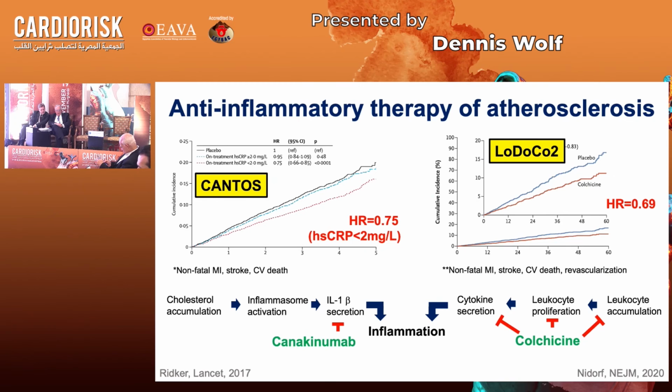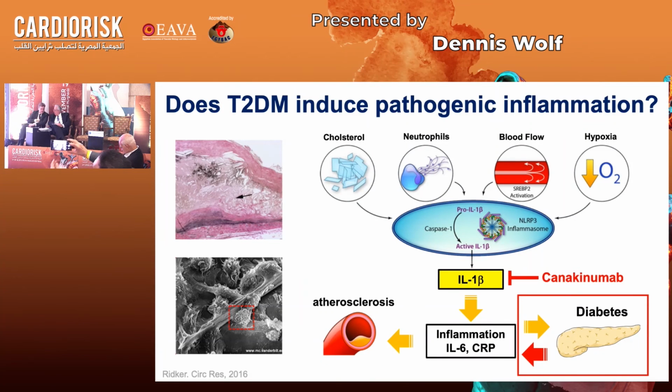So let me end this talk with another observation. You already heard today about anti-inflammatory therapy of atherosclerosis. The two drugs that are important in this context are canakinumab and colchicine. So it is important to highlight that diabetes mellitus may be a source of inflammation that is contributing to enhanced levels of inflammatory mediators such as interleukin-6 or CRP. The interesting question, however, is how anti-inflammatory therapy modulates diabetes.